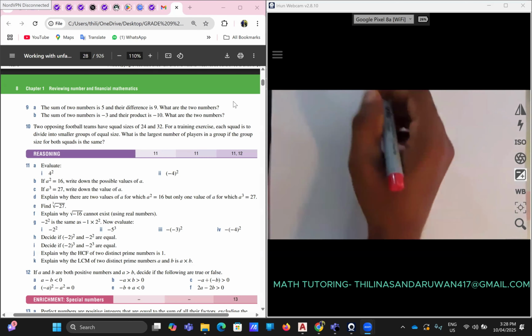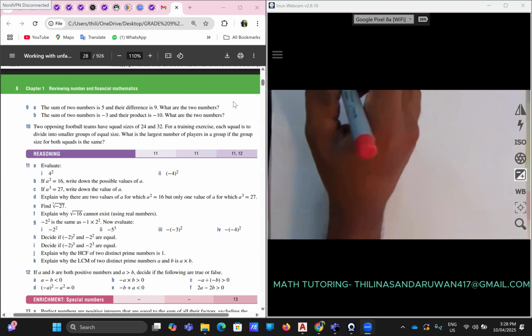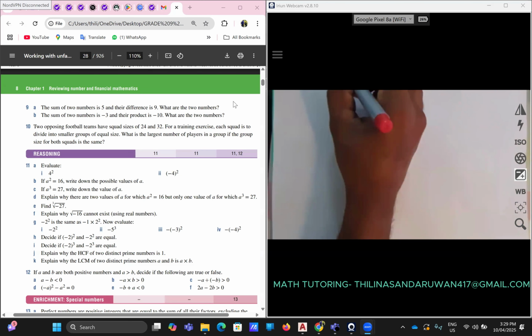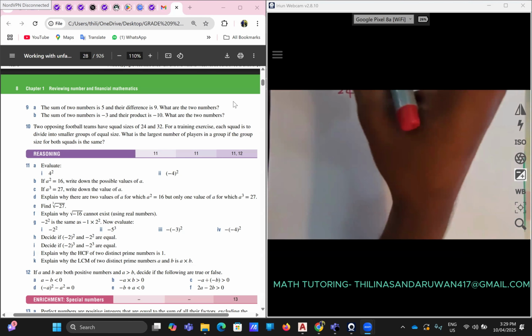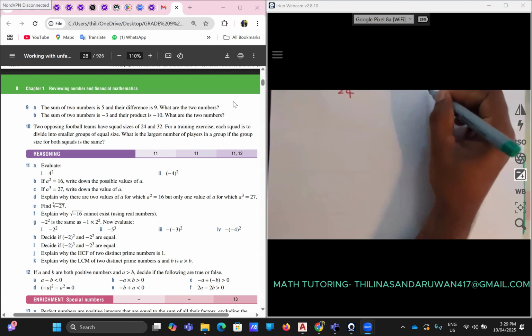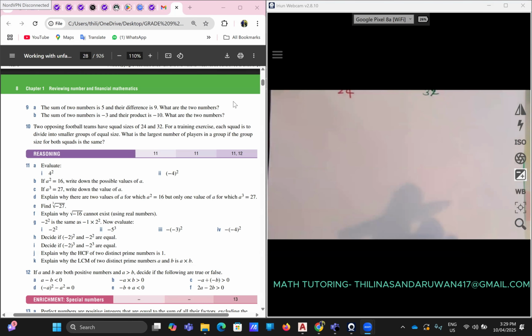All right, let's quickly go through question number 10. They say two opposite football teams have squad sizes of 24. Let's say one squad is A, with 24. The other squad is B, and it has 32 members.